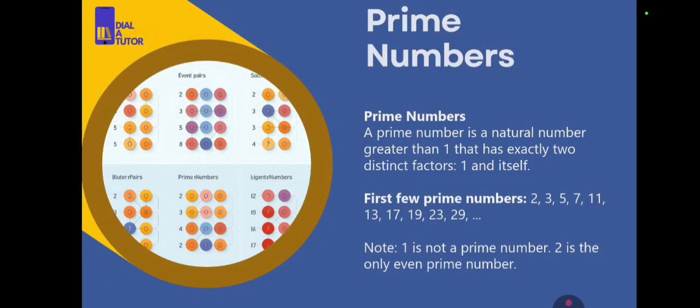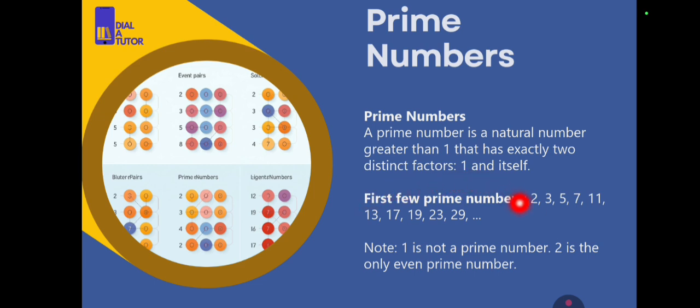Proceeding, prime numbers. A prime number is a natural number greater than 1 that has exactly 2 distinct factors, 1 and itself. The first few prime numbers, for instance, are 2, 3, 5, 7, 11, 13, 17, 19, 23, 29. Prime numbers don't have any other number that divides into them besides 1 and themselves. In other words, they only have 2 factors.